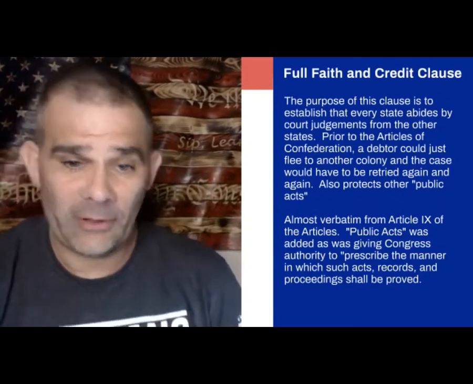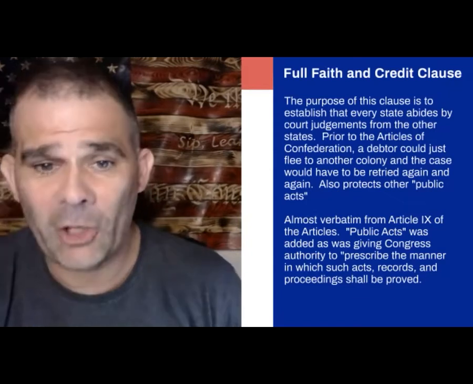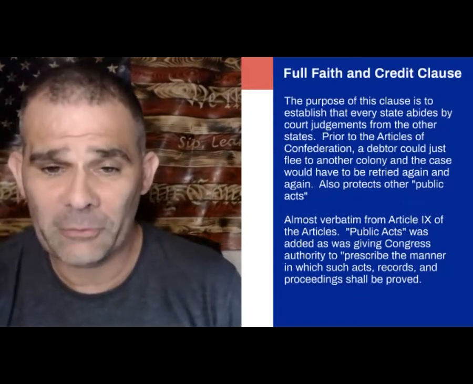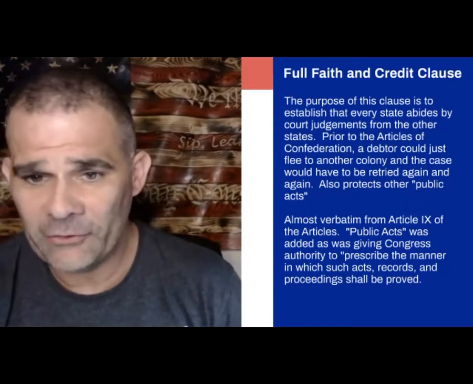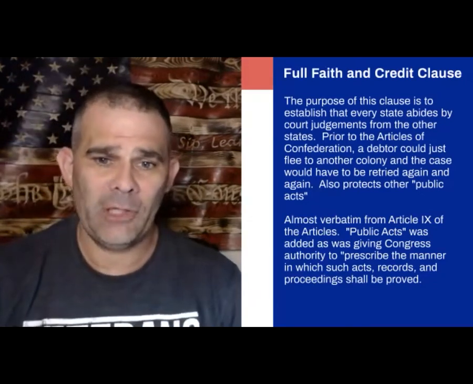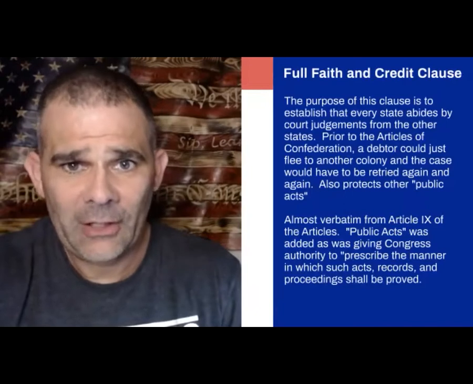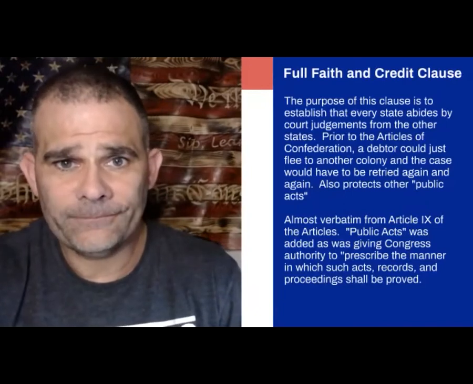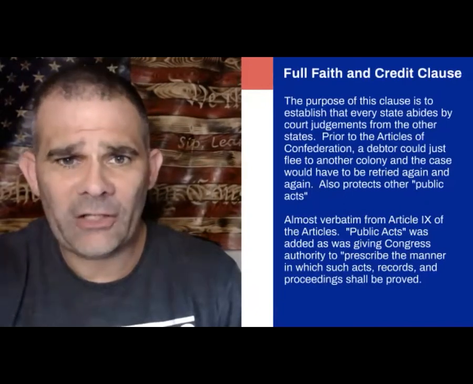And this is almost, if you read the second half of this, almost verbatim from Article 9 of the Articles of Confederation. The only thing that was added was public acts because that wasn't in there. And they gave Congress the authority to prescribe the manner in which such acts, records, and proceedings shall be proved.